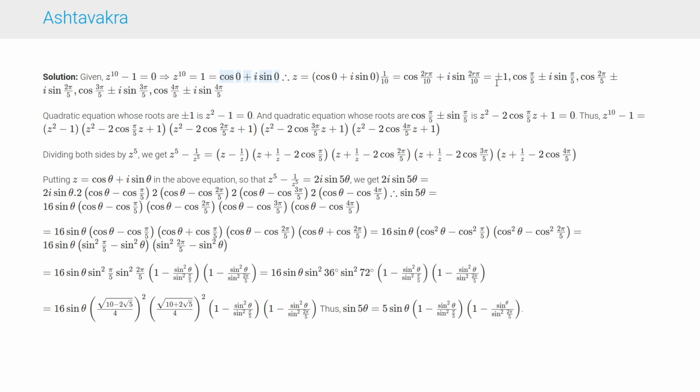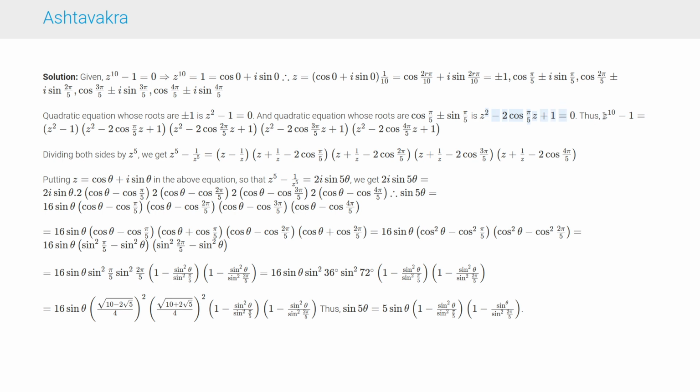So that implies the roots of this equation are plus minus 1, cos π by 5 plus minus i sin π by 5, cos 2π by 5 plus minus i sin 2π by 5, cos 3π by 5 plus minus i sin 3π by 5, and cos 4π by 5 plus minus i sin 4π by 5. Now the quadratic equation whose roots are plus minus 1 is z square minus 1, and the quadratic equation whose roots are cos π by 5 plus minus i sin π by 5 is z square minus 2 cos π by 5 z plus 1 equal to 0, and so on.